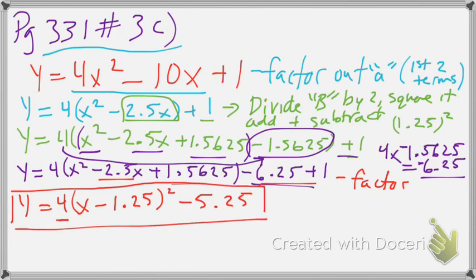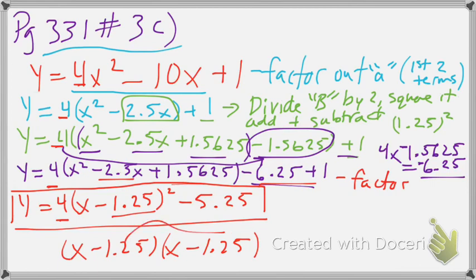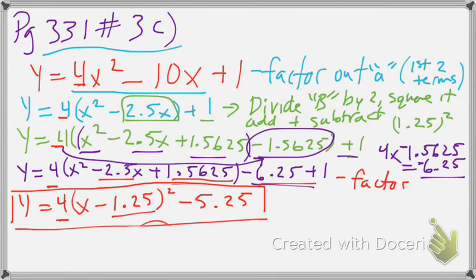Now where these values came from, this 4 has been consistent the whole way, right? This 1.25, if I were to FOIL this out, x subtract 1.25 multiplied by x subtract 1.25, eventually I'd end up, well, first, outside, inside, last. You can do all the work, but you will end up with 2.5 there, negative 2.5, and your 1.5625. Okay, so trust me on that. You can do it if you'd like, but I would trust me. Why wouldn't you trust me? And our 5.25 came from this subtraction right here.